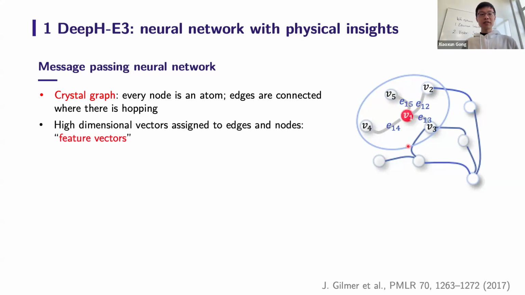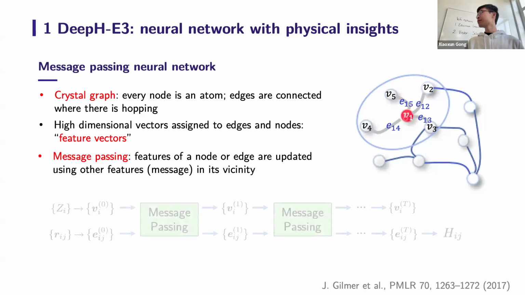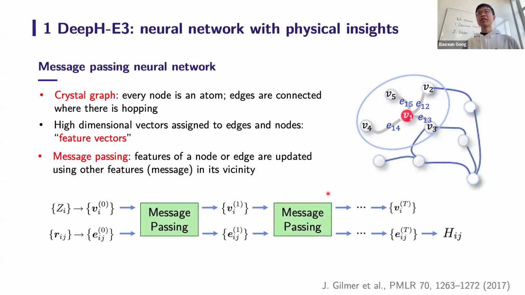And then we assign higher dimensional vectors to edges and nodes, and following the conventions in the machine learning community, these higher dimensional vectors are called the feature vectors of the nodes and the edges. And the message passing process is basically the features of nodes and the edges are updated using other features in their vicinity. So, for example, if we want to update the node feature of this red node, we only take the information in its vicinity, that's these edges and the nodes that are connected to this central node. So this is a very, very simplified schematic illustration of the message passing process.